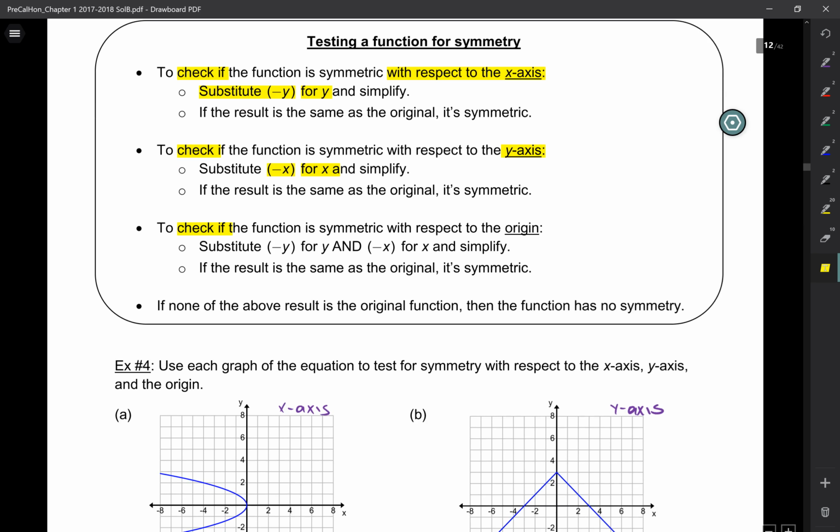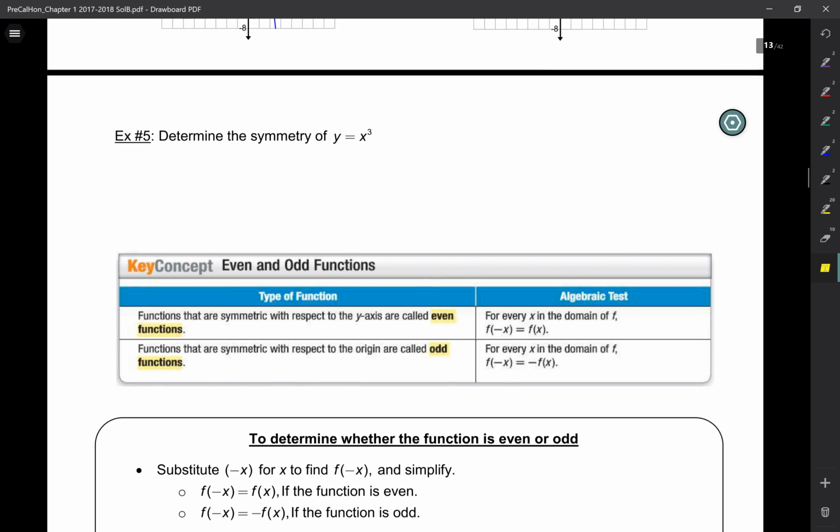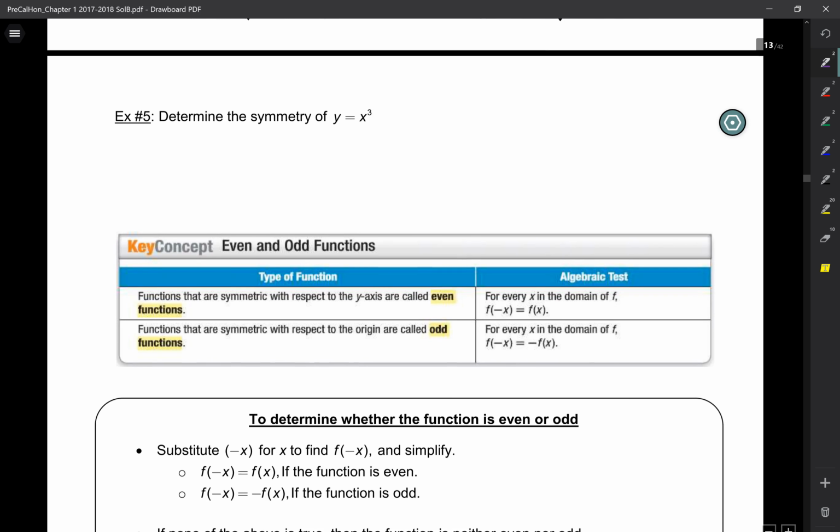If you get the same function back, then it's symmetric. To check with respect to the origin, you do 2 of them, negative y for y and negative x for x, and simplify. Now, if none of these give you the original function back, you're out of luck. It's not symmetric anywhere. So let's do this one. What you're going to do is split up the portion of the page into 3. And you want to check for symmetry with respect to the x-axis, the y-axis, the origin.